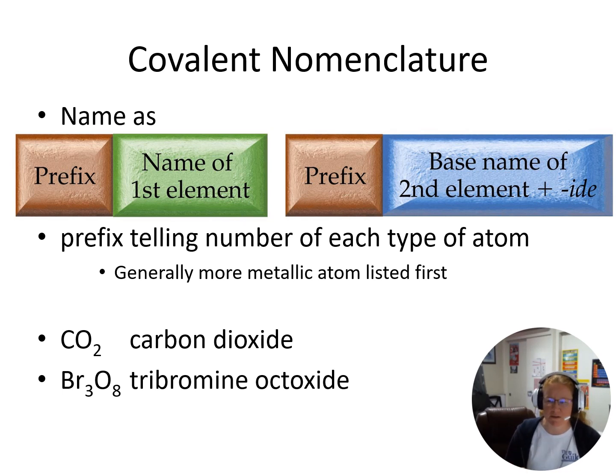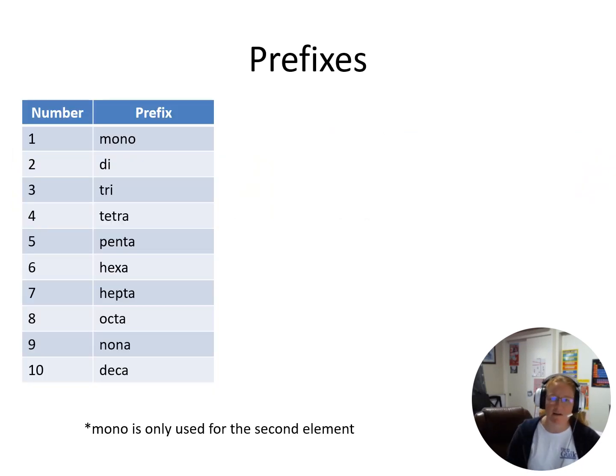If there's only one of the first element, we don't use a prefix. When we only have one of the second element, though, we still use a prefix. So a couple examples here: carbon dioxide. So di is a prefix for two. Tribromine octoxide, tri being a prefix for 3, octa being a prefix for 8. So these are our prefixes: mono, di, tri, tetra, penta, hexa, hepta, octa, nona, and deca. Again, if we only have one of the first element, we don't have a prefix there. We only use mono for the second element.